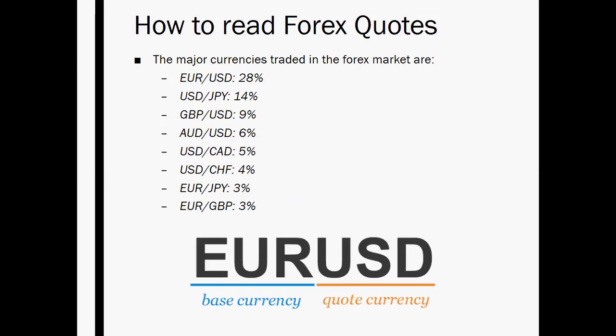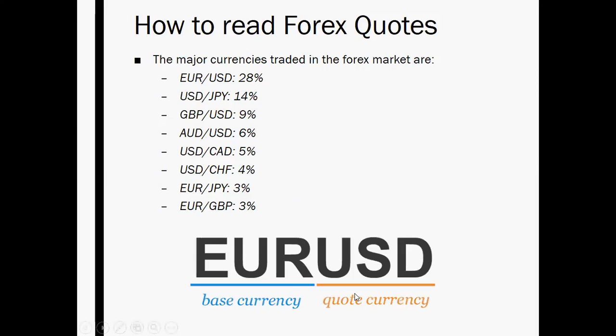Now, the forex codes. These are the major currency pairs we have in the forex market. We have the Euro USD, which takes 28% of all the forex transactions. The USD JPY, the US dollar Japanese yen, 14%. The pound US dollar, 9%. The Australian dollar US dollar, also known as the Aussie, 6%. The USD and the Canadian dollar takes 5%. The USD and the Swiss franc takes 4%. The euro and the Japanese yen takes 3%, and the euro pound also takes 3%.